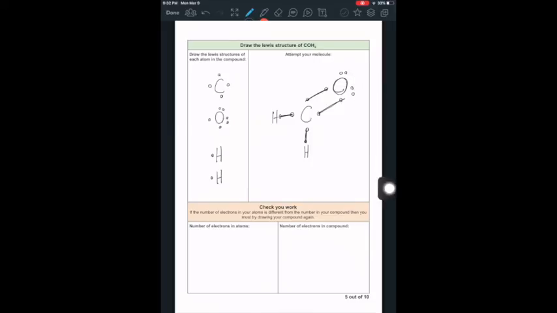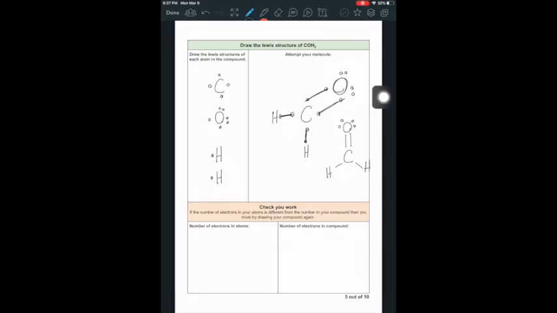But let's just double check to make sure that this is right. Basically, I would draw this compound like this, just to make it neater. Okay, so let's check our work. First thing I want to do is calculate the total number of electrons in my elements, and then calculate the total number of electrons in my compound. If they're equal, then I know that this is most likely correct.